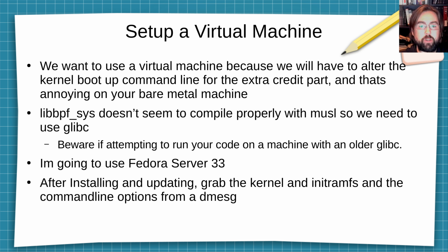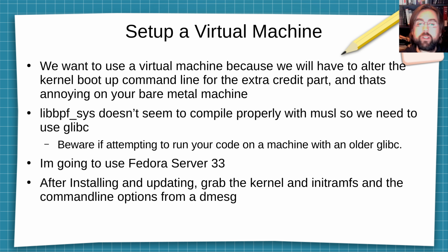the CentOS 7 machine. And that's not because the BPF isn't going to work. It's because the Rust code that links against glibc isn't going to work properly. So as I said before, I'm going to be using Fedora Server 33 as my virtual machine, and I'm using Fedora Workstation 33 for my main bare metal host machine.